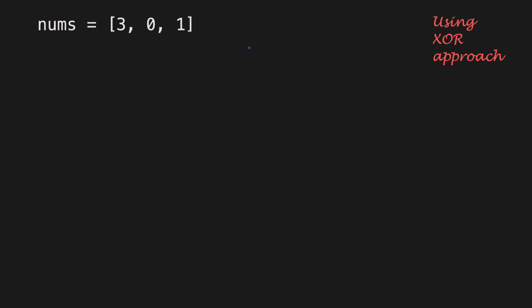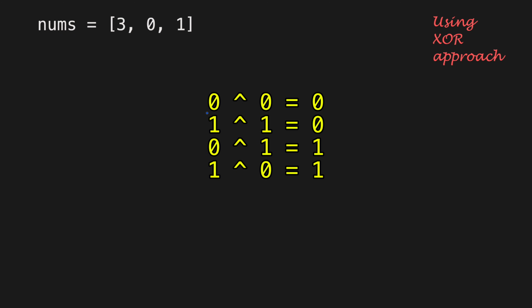Another elegant solution is to use an XOR-based approach, which avoids summation entirely and provides a highly efficient alternative. XOR is a bitwise operation that evaluates each pair of corresponding bits in two numbers. When we XOR two bits, the result is 1 if the bits are different, but 0 if the bits are the same. For example, 0 XOR 0 is equal to 0, 1 XOR 1 is equal to 0, 0 XOR 1 is equal to 1, and 1 XOR 0 is equal to 1.